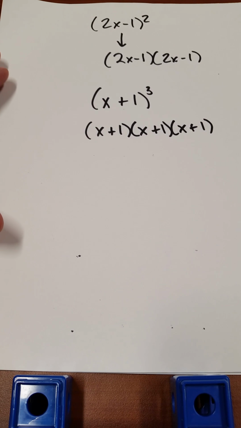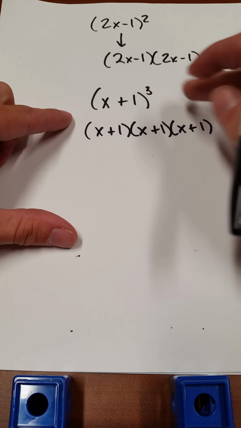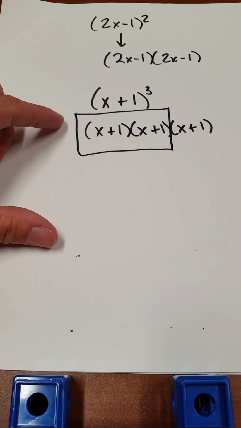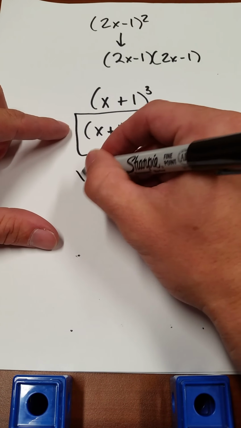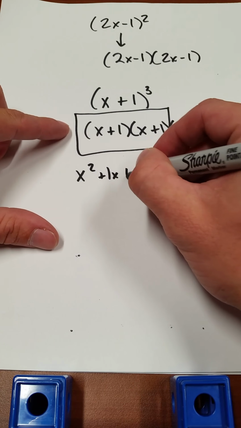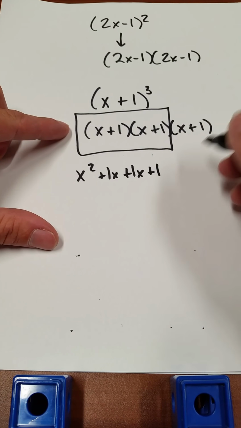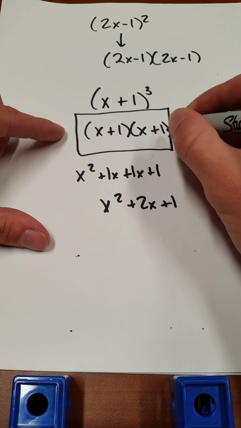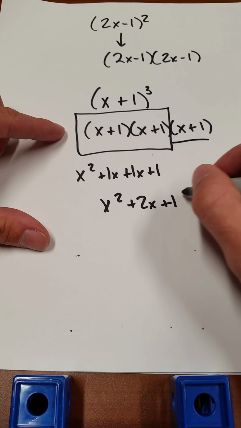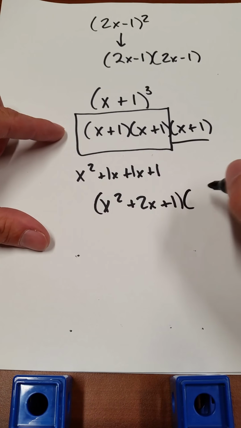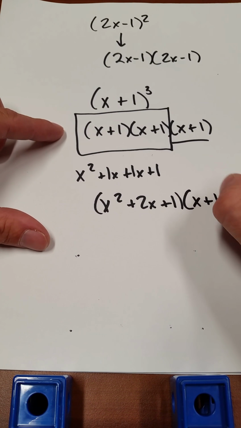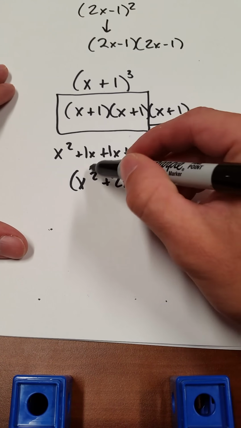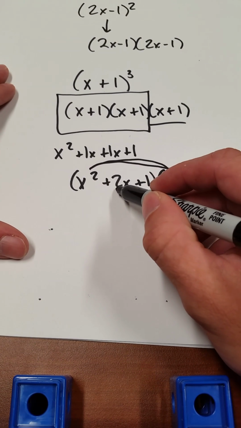With this scenario, what you need to do is multiply them 2 at a time. So take these 2 and multiply them together. FOILing things out, x squared plus 1x plus 1x plus 1. So I get x squared plus 2x plus 1. And then you still have this one left over. So throw that back in parentheses, and then I have an x plus 1 left over. Now, you do the distributive property again.